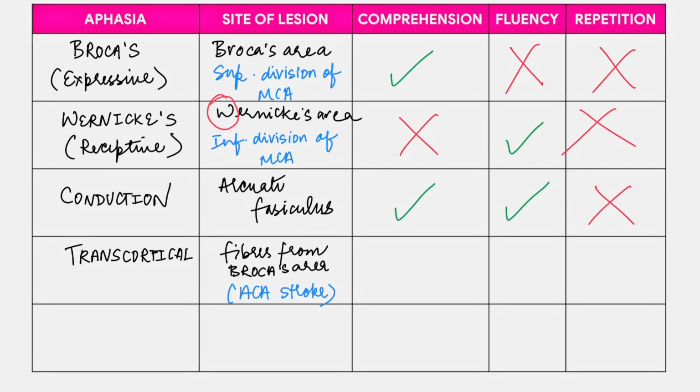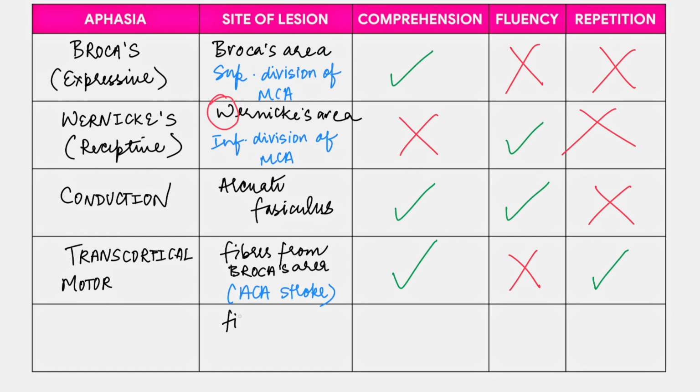Transcortical motor aphasia. Now, the peculiar thing is, this would present very similar to Broca's aphasia, where there will be comprehension, there won't be fluency, but there will be repetition. I said for loss of repetition, there needs to be a lesion within the Broca's, Wernicke's, or the arcuate fasciculus. Here, all three of them are spared, so repetition isn't lost.